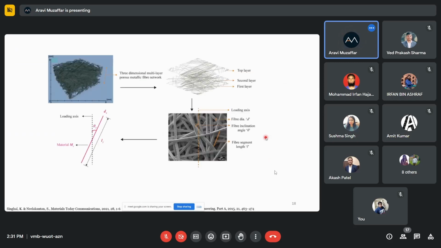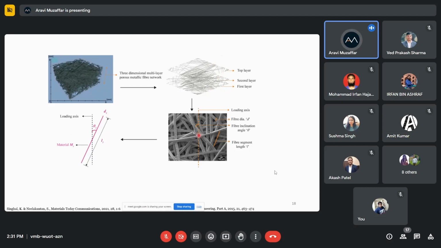So our job is to find out what are the mechanics that involve the deformation of all these types of materials. Considering that we have this three-dimensional multi-layer porous metallic fiber, we can consider it to be made up of many single layers of the porous metallic fibrous networks, and then they are joined together.